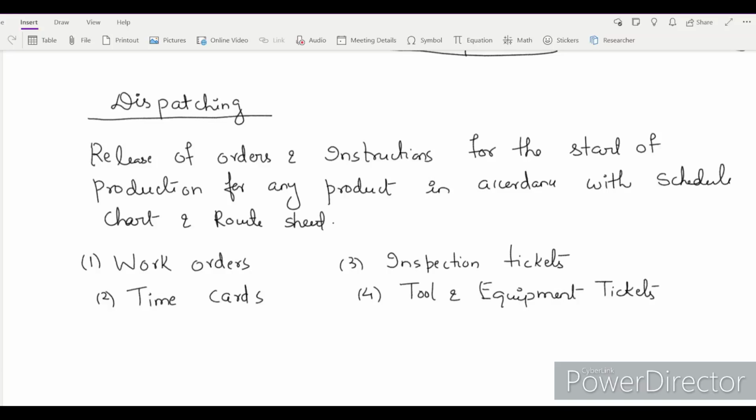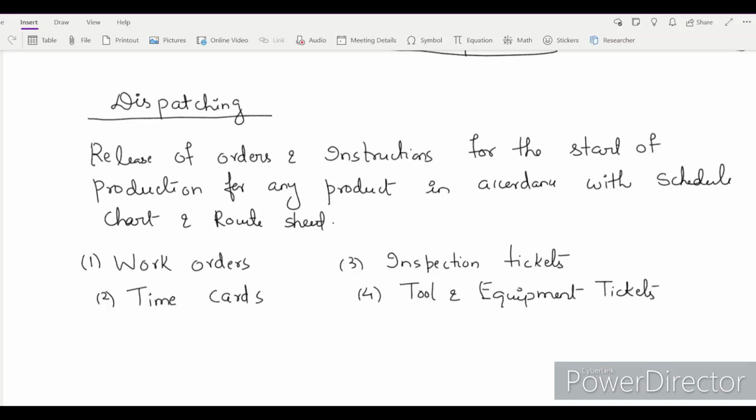Then tool and equipment tickets. This is the role of the tools department. They have to release so many tools for working. Sometimes one machine cannot work properly, some spare part may be worn out. Then the tools department will give that spare part to it, so that machining will not be hampered much. So these are the different forms that dispatching used to follow.